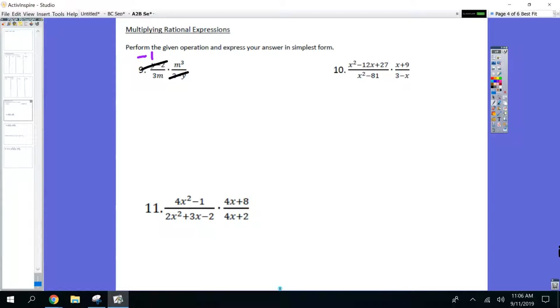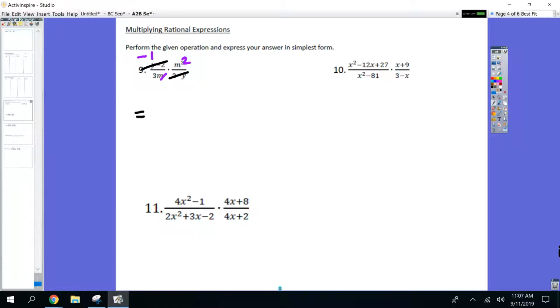I can cross off... How many M's are on top? 3. Now watch your mouth. How many are on the bottom? Just 1. Everyone agrees? So I can cross off this M with one of those and be left with how many? M squared on top. Everyone see that? Again, because it's multiplication, I can do that. And I think that's really about it. If not, I'll figure out at the end if there's more to cross out.